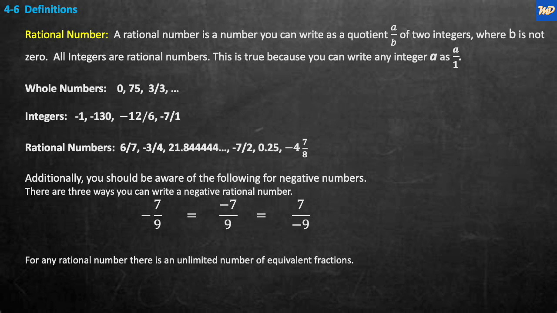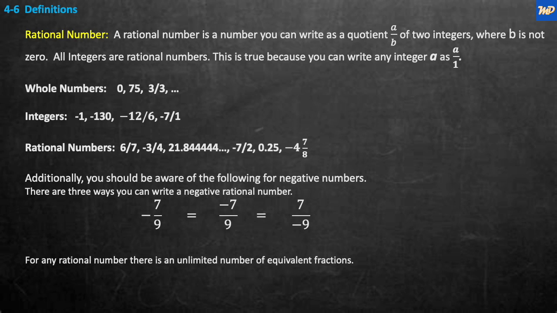Included in rational numbers are whole numbers: 0, 75, 3 divided by 3, 288, whatever. It doesn't matter the number. Whole numbers are rational numbers. Integers, including all your negative numbers, negative 1, negative 130, negative 12 over 6, negative 7 divided by 1. These are all integers and they're all rational numbers.